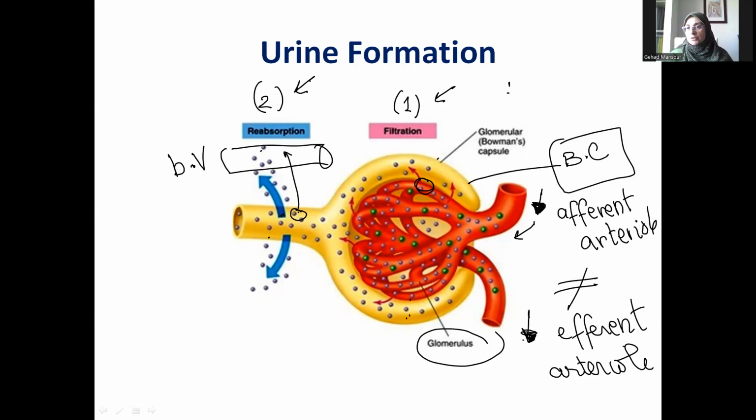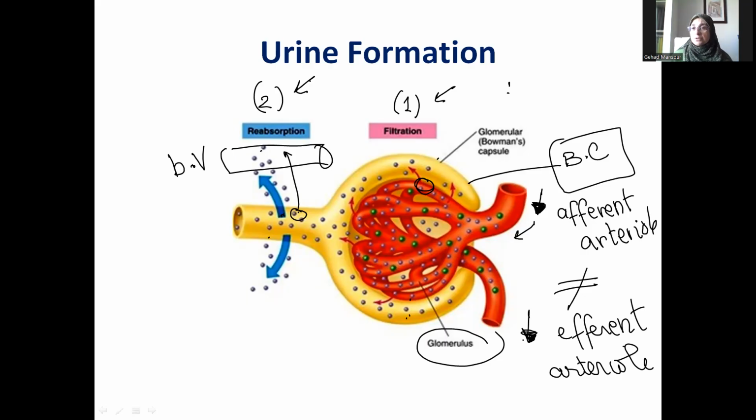One of them has just been mentioned. The afferent arteriole carries blood towards the glomerulus, whereas the efferent arteriole carries blood away from the glomerulus. But there is another very important difference between the afferent and efferent arteriole. What is it? It is that the afferent arteriole is larger in diameter than the efferent arteriole.